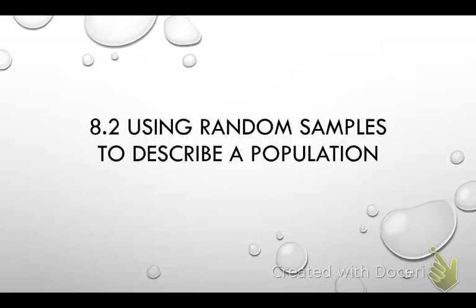Today we're in section 8.2, using random samples to describe a population. That'll make more sense as we get into the actual examples for the lesson. But there's a reason why this section comes behind the section from yesterday. We know what a population is. We know what a sample is. Now we're focusing on, we could call them accurate samples.